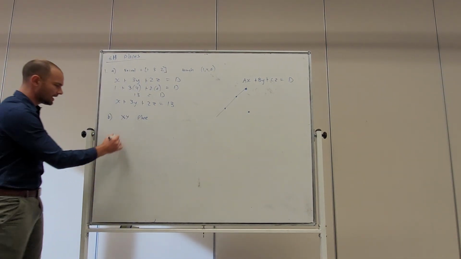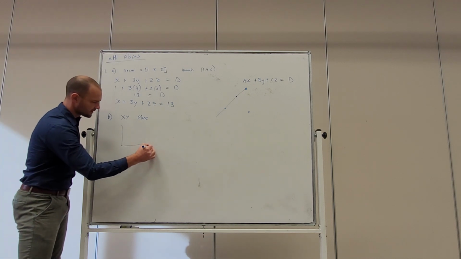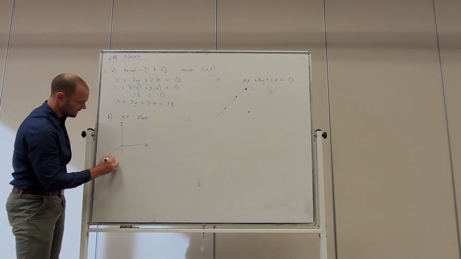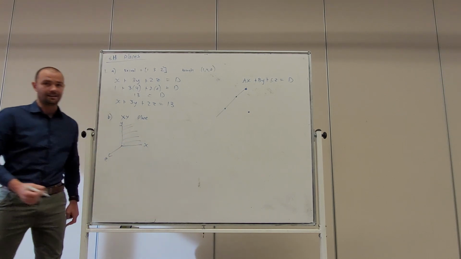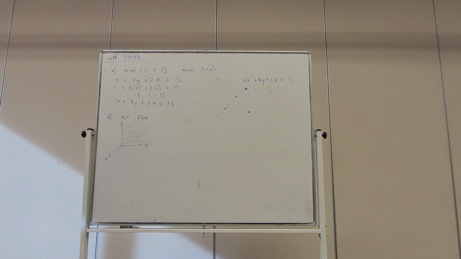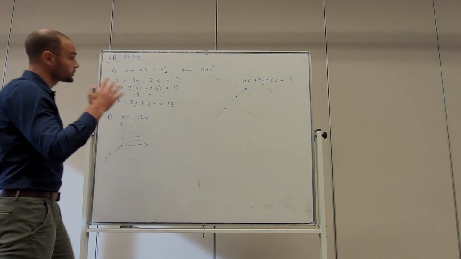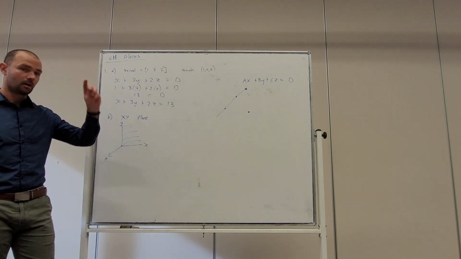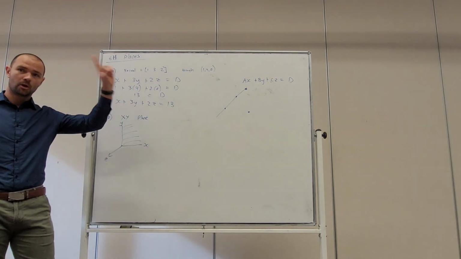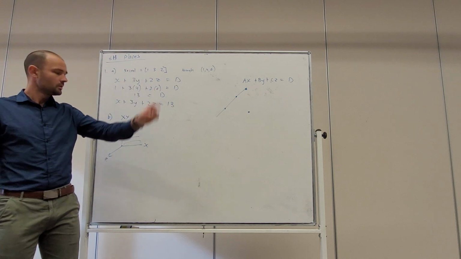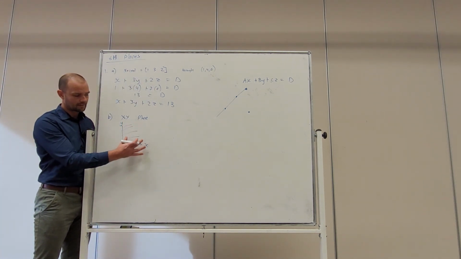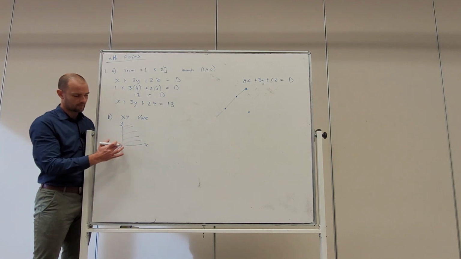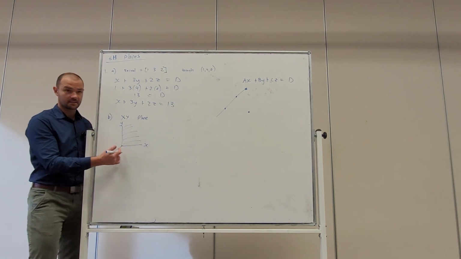Okay, question B, we have the xy plane. If x, y, and z are our axes, and we want to know the equation of this plane, this two-dimensional space, how can we describe it? For a plane, we need a coordinate and a perpendicular vector. So what's the direction vector of a vector that's perpendicular to both of these axes? It's going to be the z-axis, right?